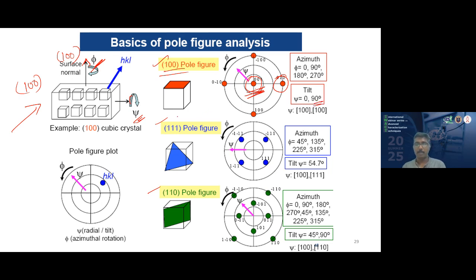So we will get one pole at this particular angle corresponding to psi equal to 90 degree. By rotating the sample in the phi direction, that is the azimuthal rotation we are conducting, by rotating the sample by another 90 degree, we will get another family member, yet another pole corresponding to 180 degree of phi. By rotating in the phi direction by another 90 degree, we will obtain another family member, that is 0 minus 1 0. Then by rotating again by 90 degree, we will obtain another pole at 270 degree corresponding to the 100 direction.